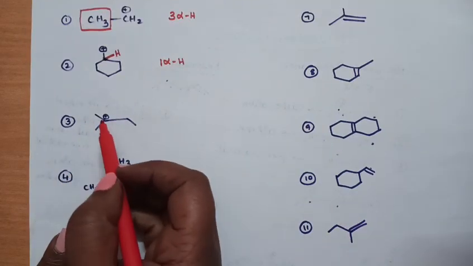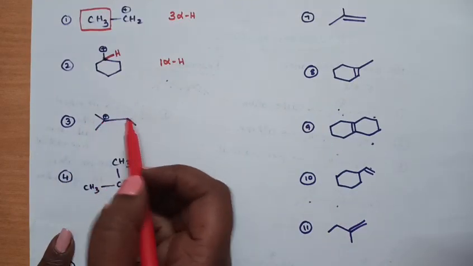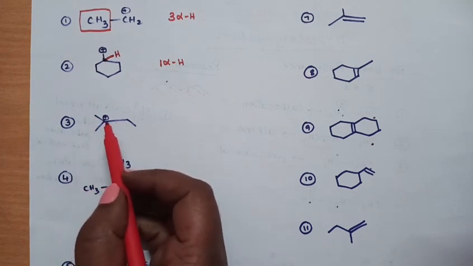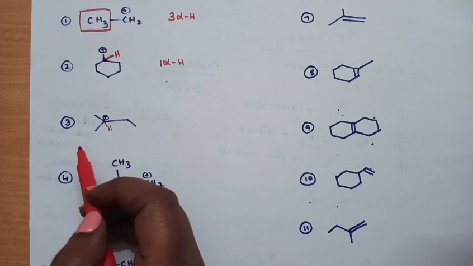Next this one. See here, 1, 2, 3. So 3 bonds are present, means fourth bond should be hydrogen. So here one more hydrogen atom will be there.